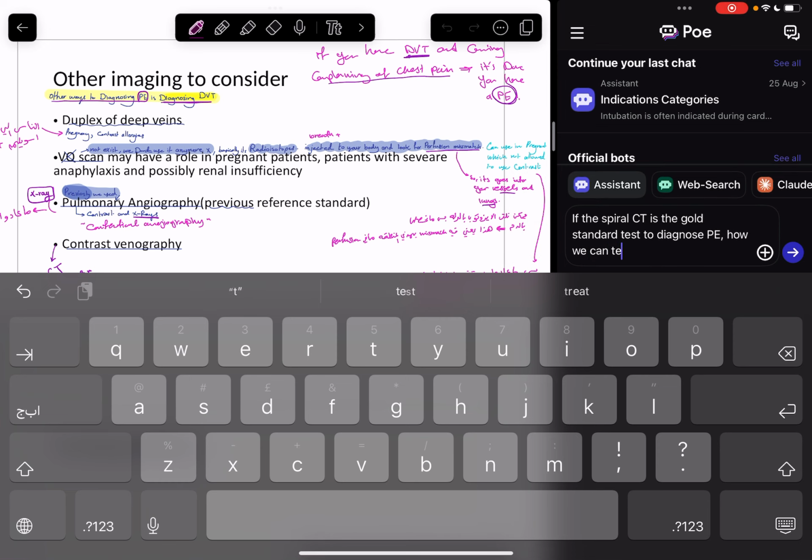And then contrast venography, which is just a venous phase of the contrast to look for DVTs as well. In some patients who are very difficult to assess, we can do that. You can't do a Doppler, they're super morbidly obese, or they're already getting a CT, you can do that as well.